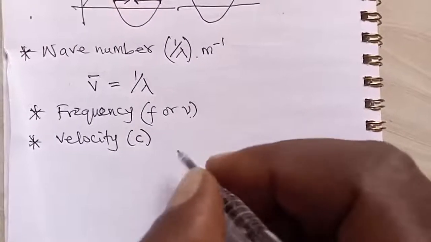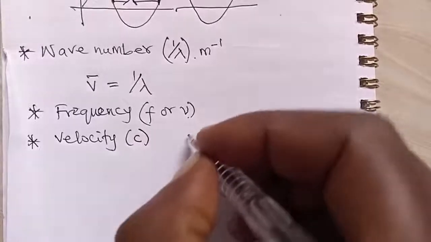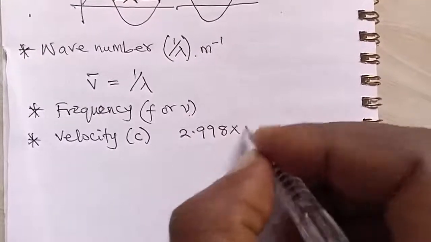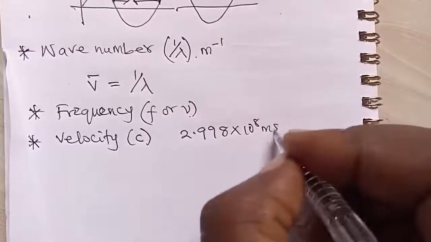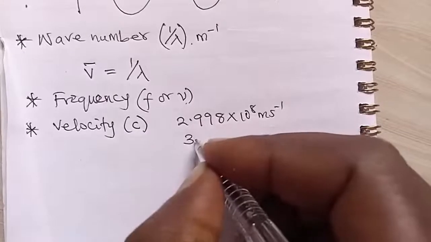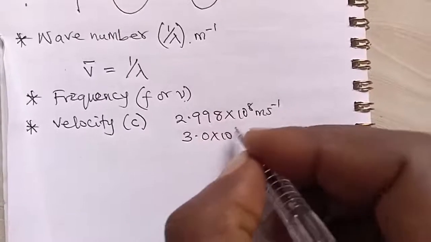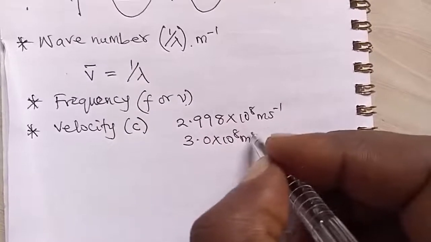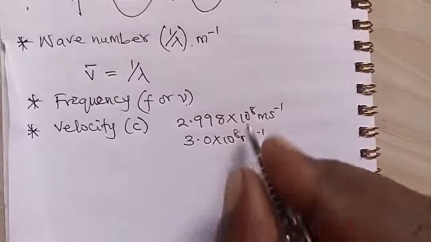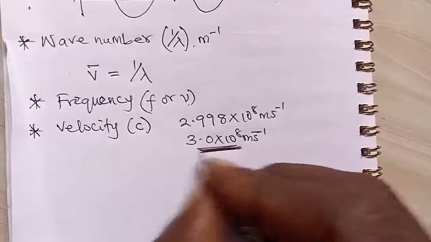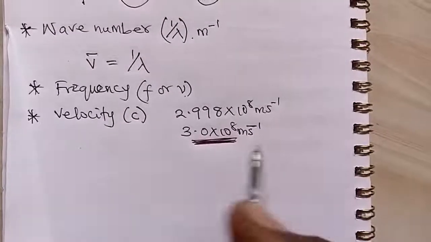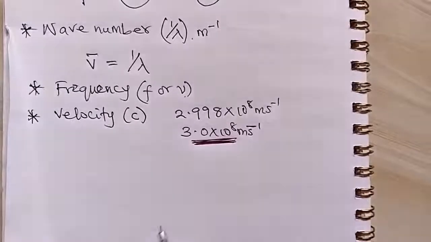We represent it by the speed of light, and that speed of light is 2.998 times 10 raised to power 8 meters per second. But most times it is approximated as 3.0 times 10 raised to power 8 meters per second. So whichever one you are given in a question, that's the one you will use. In most cases, the examiner uses this. That's the second one: the speed at which a wave moves.